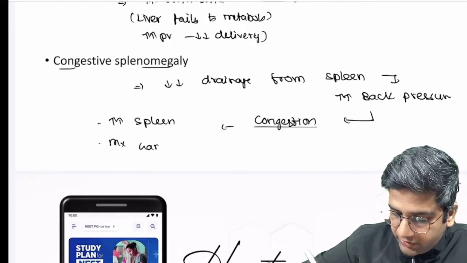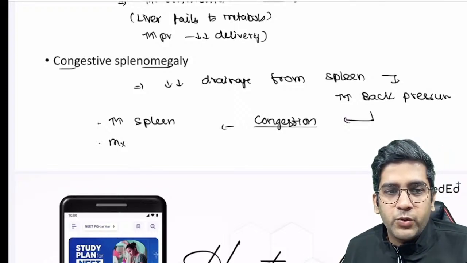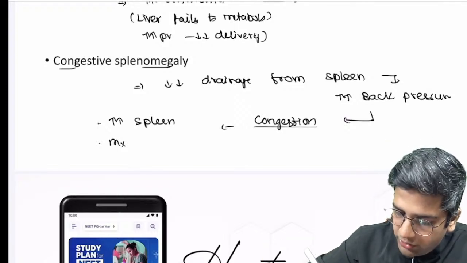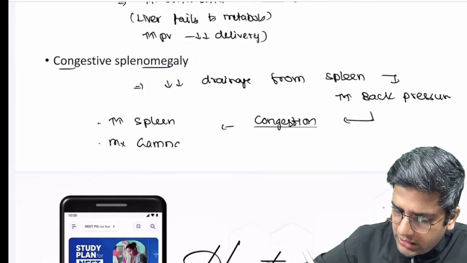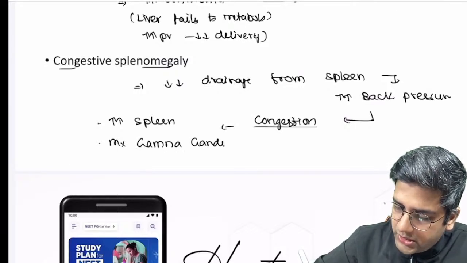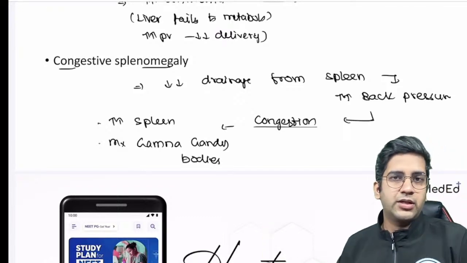This people love. I don't know why. What's the structure there? We call it Gamna-Gandy bodies, right? A classical finding called siderotic bodies or Gamna-Gandy bodies. Okay, Gamna-Gandy bodies are a microscopic finding which you can see in case of a congestive splenomegaly.